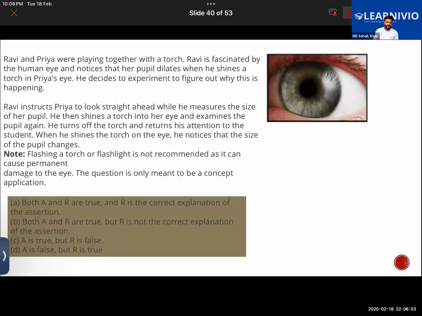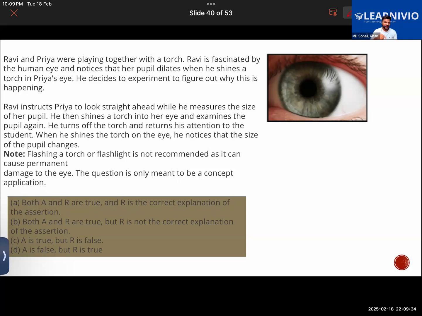Now Ravi and Priya were playing together with a torch, and Ravi is fascinated by the human eye. He notices that her pupil dilates when he shines a torch in Priya's eye. Now dilates means that it changes in size. He decides to experiment to figure out why this is happening. Ravi instructs Priya to look straight ahead while he measures the size of her pupil, while projecting the torch light onto her eyes. He shines the torch into her eyes and examines the pupil again. He turns off the torch and returns his attention to the student.